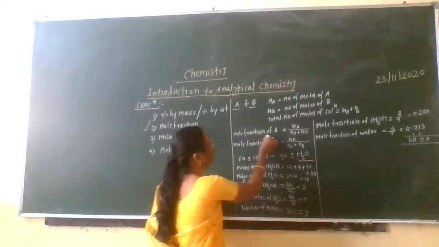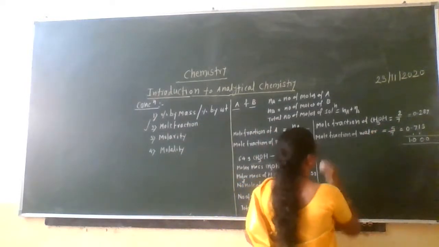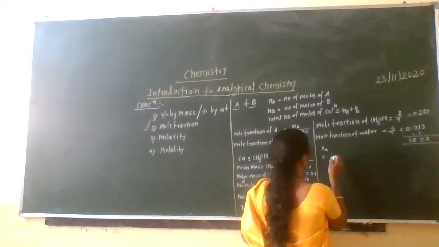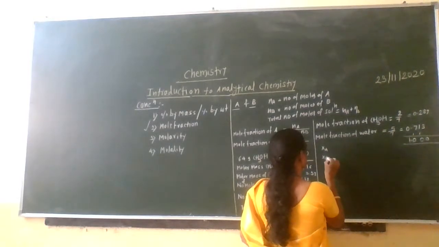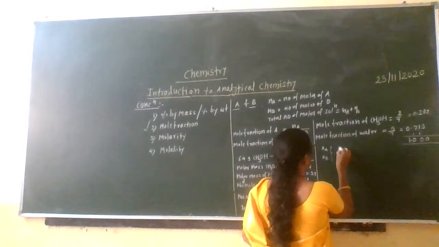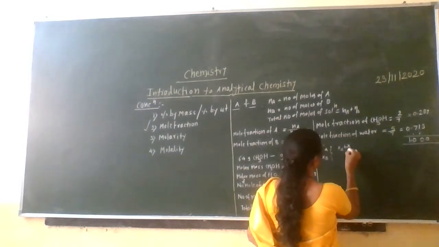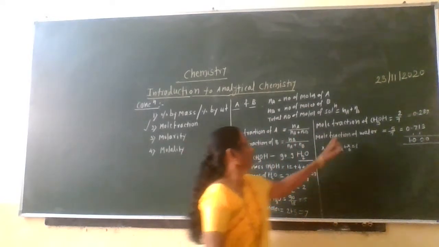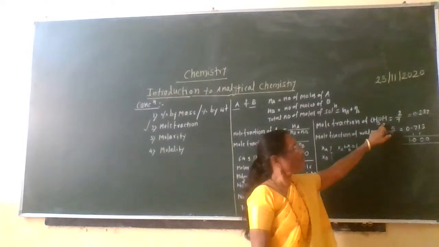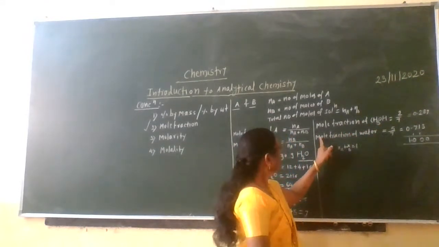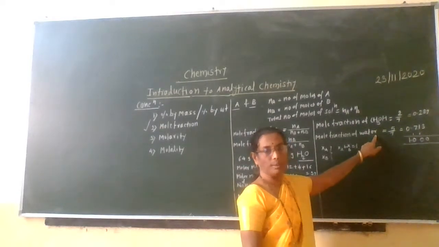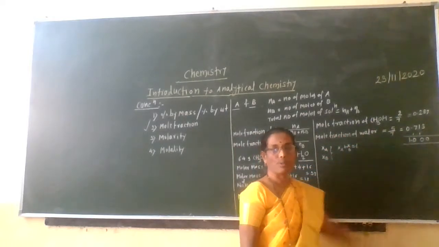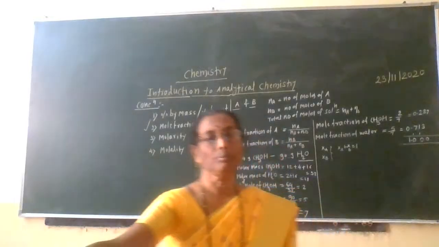When we consider the mole fraction of methyl alcohol as XA, and that of the water as XB, then XA plus XB is equal to 1. That means, please remember this point: the sum of the mole fraction of solute and the mole fraction of solvent is always equal to 1.